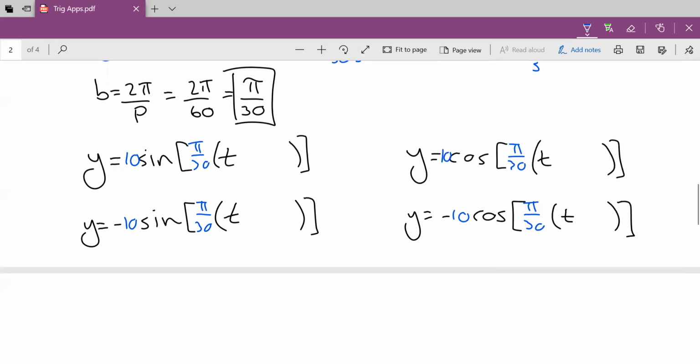So what is that on the wheel? That's the center of the wheel above ground. Sometimes they call that the hub of the wheel. All right, so now all we got to do is find C. It's the only thing that changes for all four of these. All right, let's go back and look at the graph.